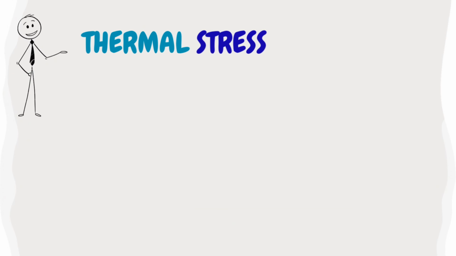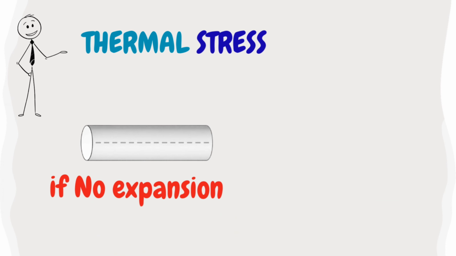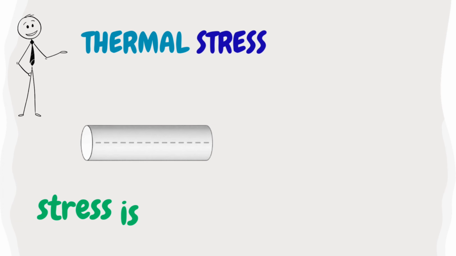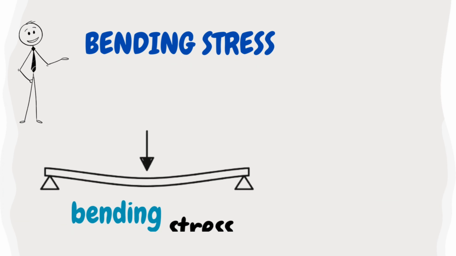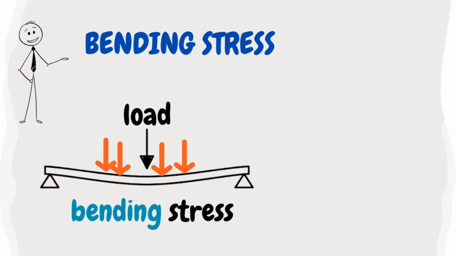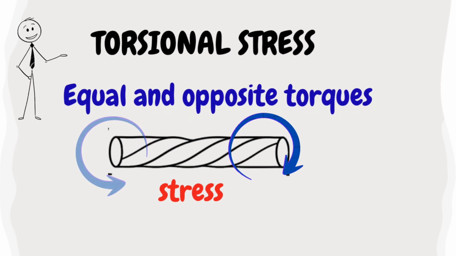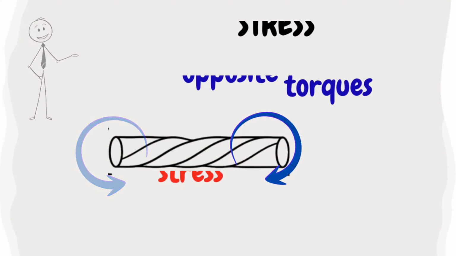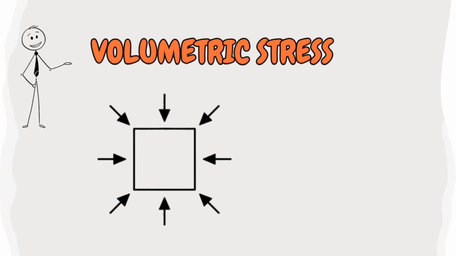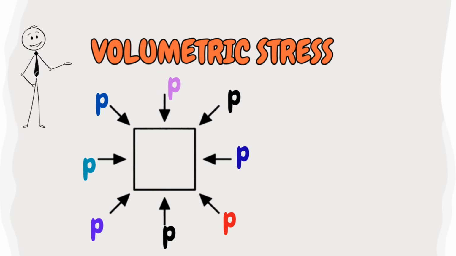Next is thermal stress. Thermal stress occurs when a specimen is heated or cooled. If expansion or contraction is prevented, stress is generated. Now bending stress. Bending stress is associated with beams under vertical loads. Torsional stress. Torsional stress occurs in shafts subjected to twisting moments. Equal and opposite torques cause the shaft to twist. At last, volumetric stress. Volumetric stress occurs when force acts uniformly over the entire surface of a body.